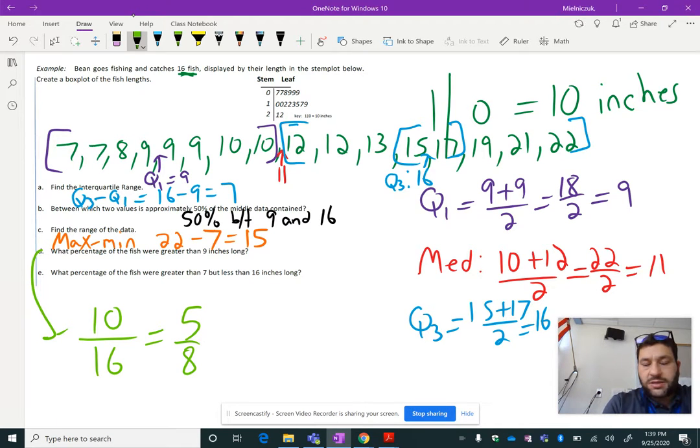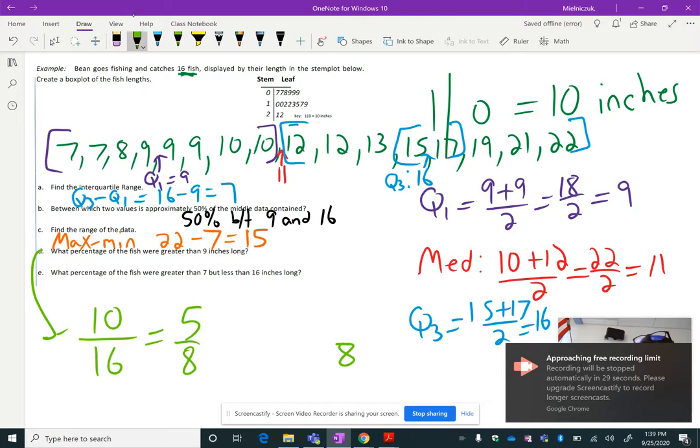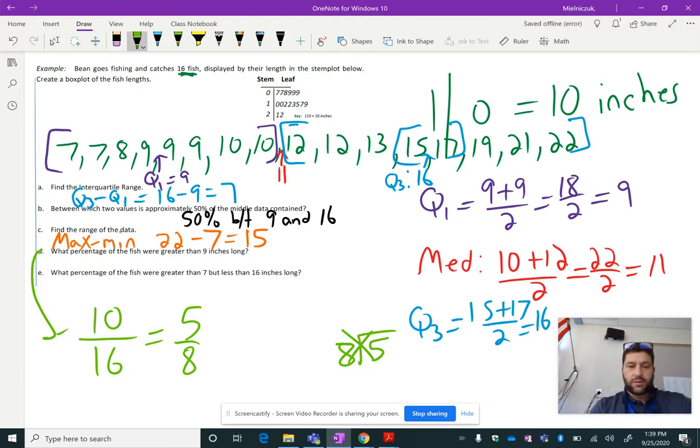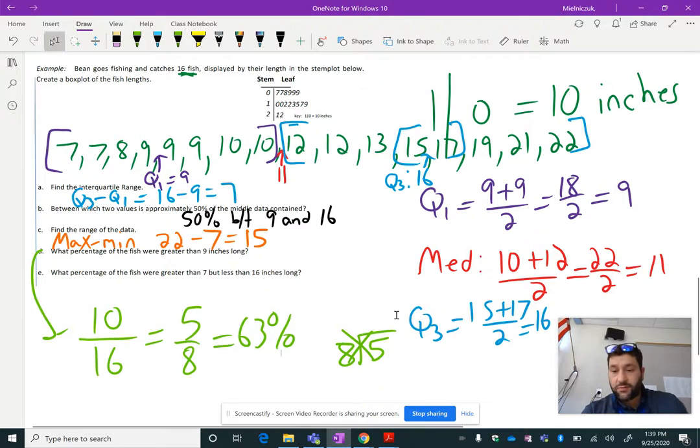I do not have a calculator on me. So 10 out of 16 would just be 5 out of 8, which is a little over 50%. I think it's like 63% actually, now that I remember. And what percentage of the fish were greater than 7 but less than 16? We will have to answer it another time because I'm running out of video space.